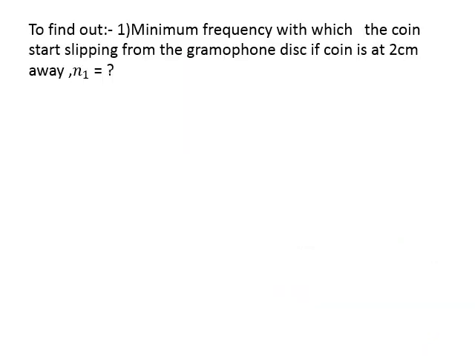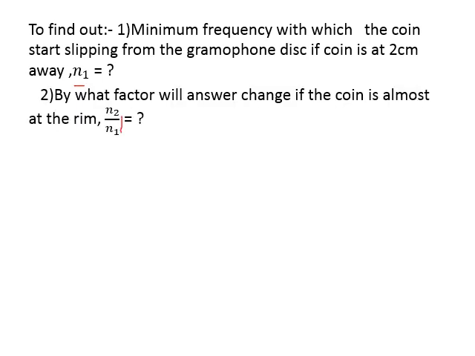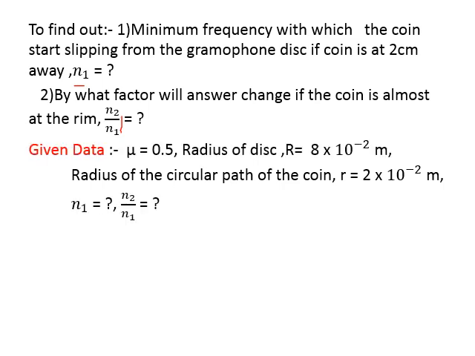Now let us find out first this n1, as I told you, and second we have to find out n2 by n1. For this, first we have to write down the given data. Mu is given as 0.5, the radius of the disc is capital R. Actually this is given in centimeter, and I told you in the data you have to write it in the SI system mostly. That's why convert it to meter, 8 into 10 raised to minus 2. Similarly, the radius of the circular path of the coin is small r. This is also in meter, 2 into 10 raised to minus 2. Now first we have to find this n1.